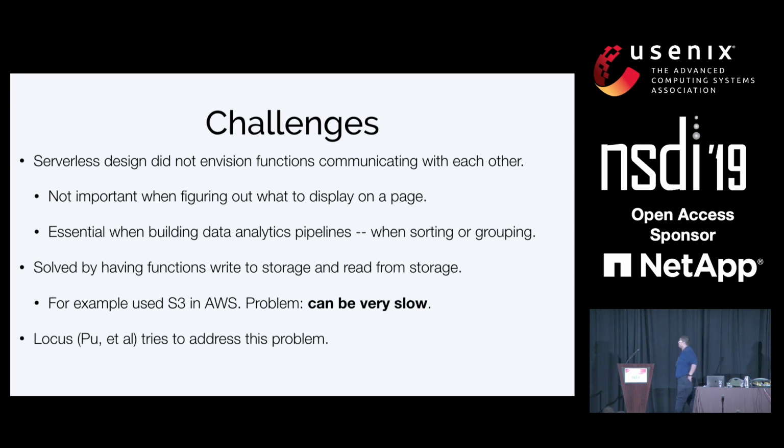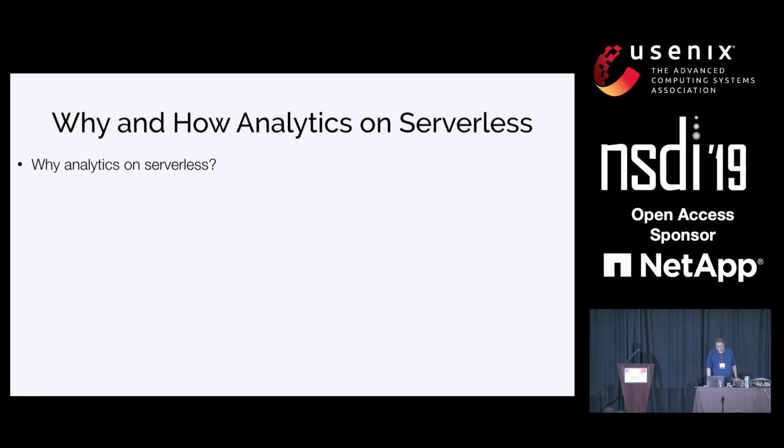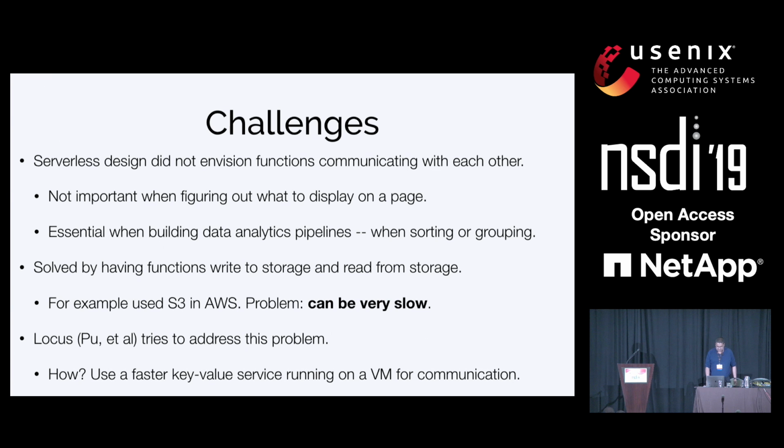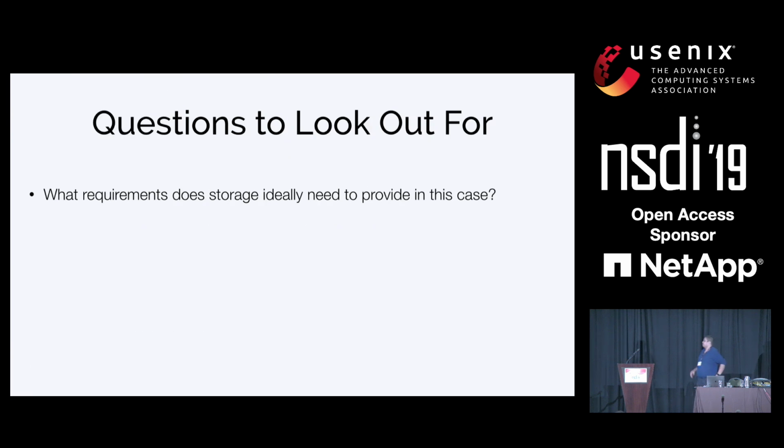So the first paper, which is by Shifan, Sivaraman, and Jan, tries to address this problem. And their technique for addressing it is to use a faster key value store that's running on a VM, which, by the way, all of these data centers still provide, and use that for a lot of the communication. So go to their session. They'll talk more about how exactly to use this most efficiently.